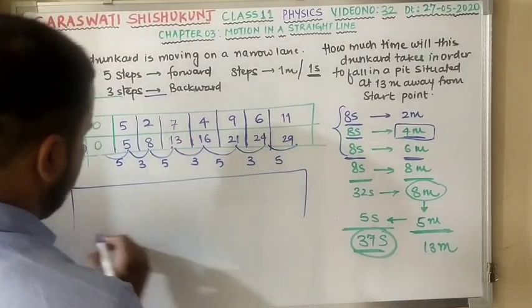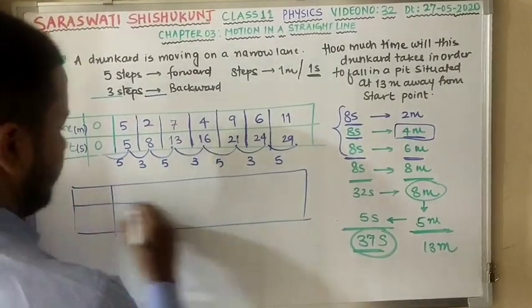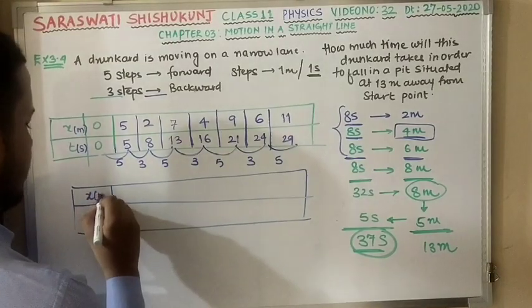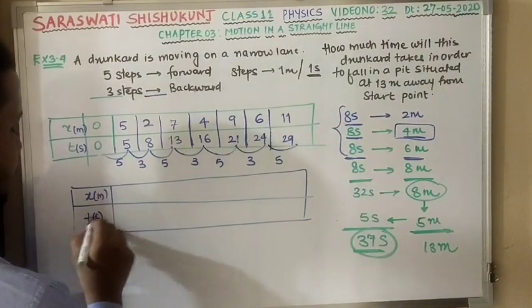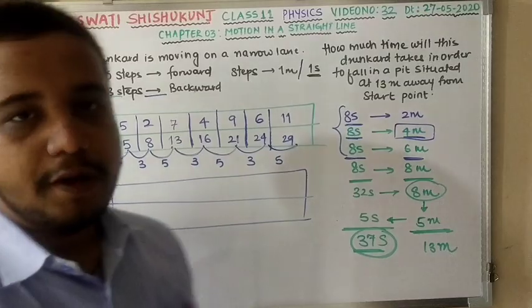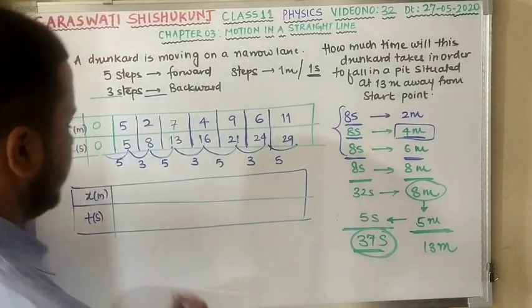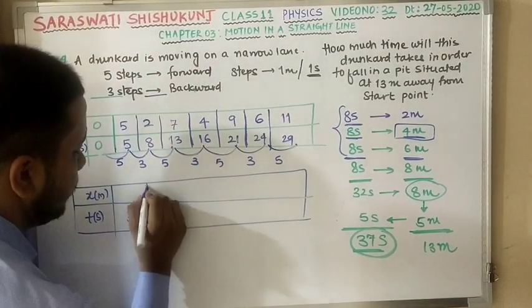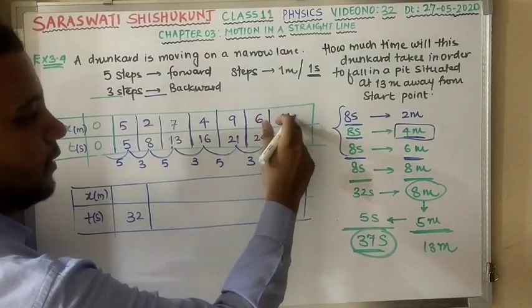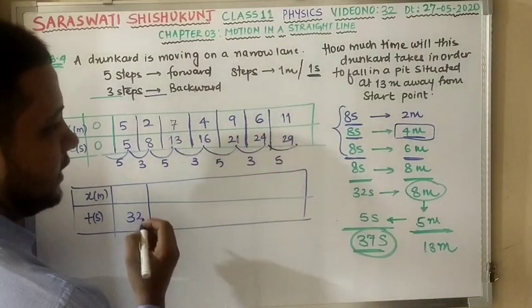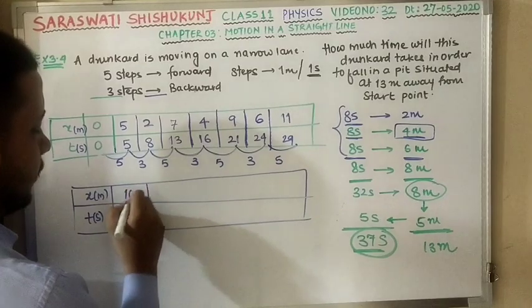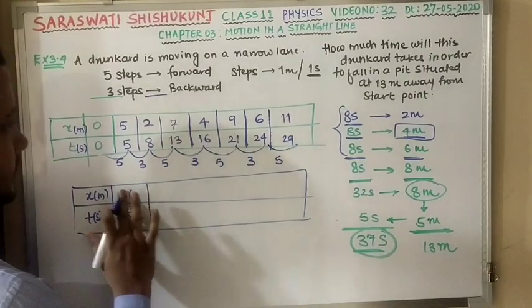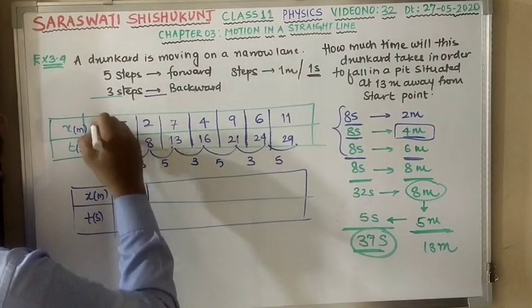Moving ahead, I have to reach 13 meters. X in meters and T in seconds. Is this clear? After 29, again 3. So after 29, 3 is how much? 32. 11. You will be able to do what? 5. That is how much? 16 meters. Yes or no? Or 8 meters. Check. This is plus 5.